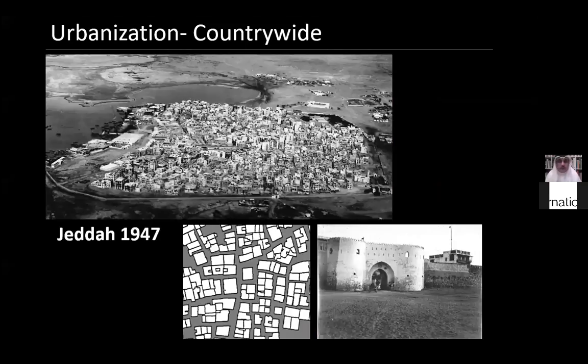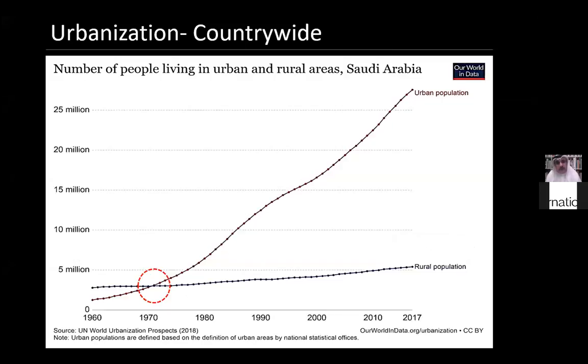Jeddah, which is a major urban metropolis today, had its city wall removed only in 1947. By that time, it was still deeply rooted in its own heritage with its own city wall and gates, and its urban fabric was still very rooted in its own traditional heritage. There was no practice of urban planning, I would say. That's the conclusion. Until the 1950s, there was no practice of professional urban planning in Saudi Arabia.